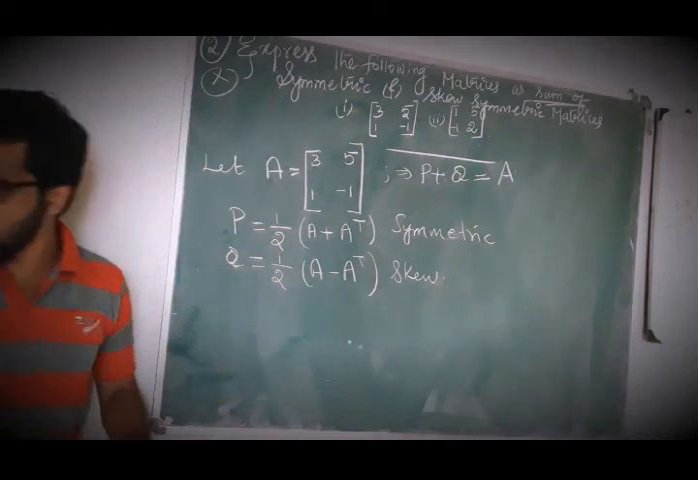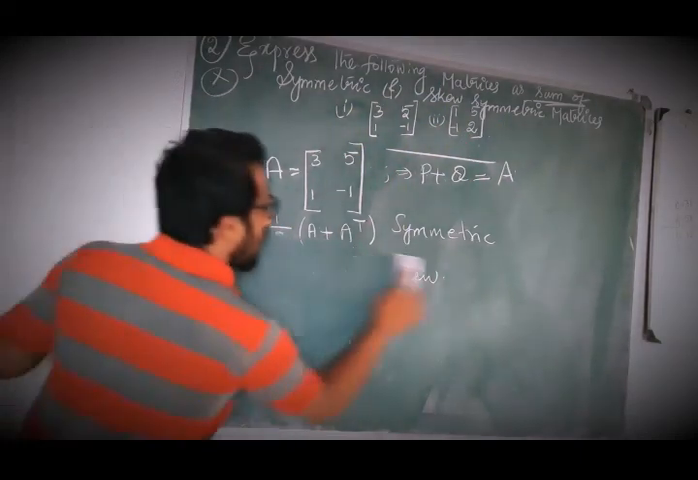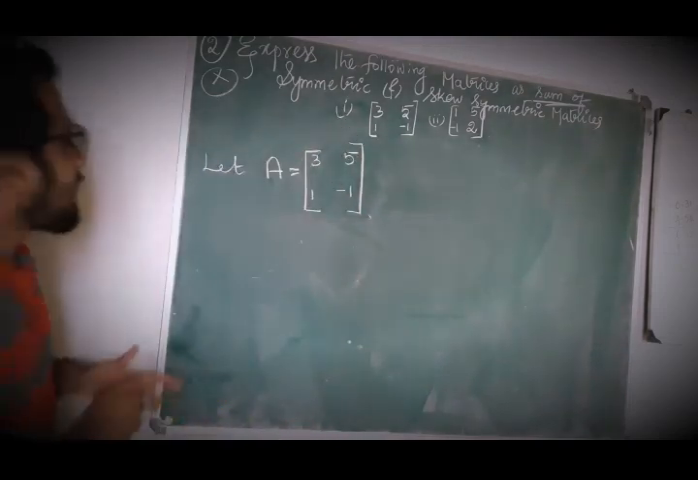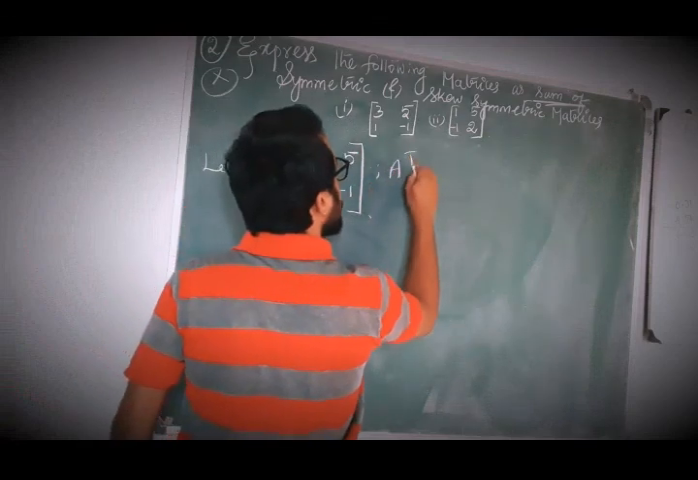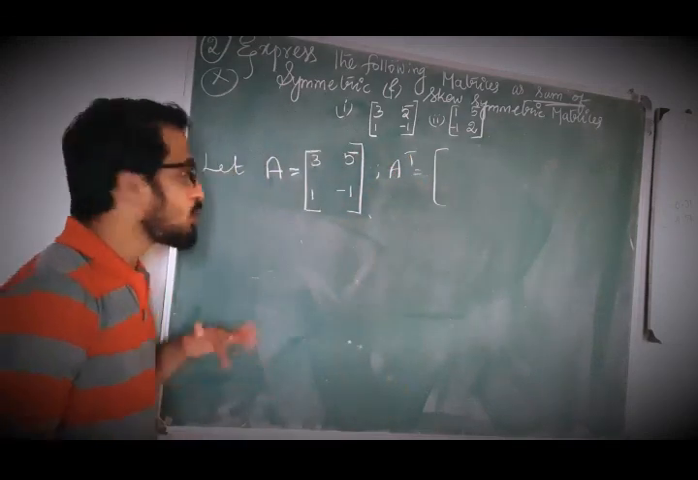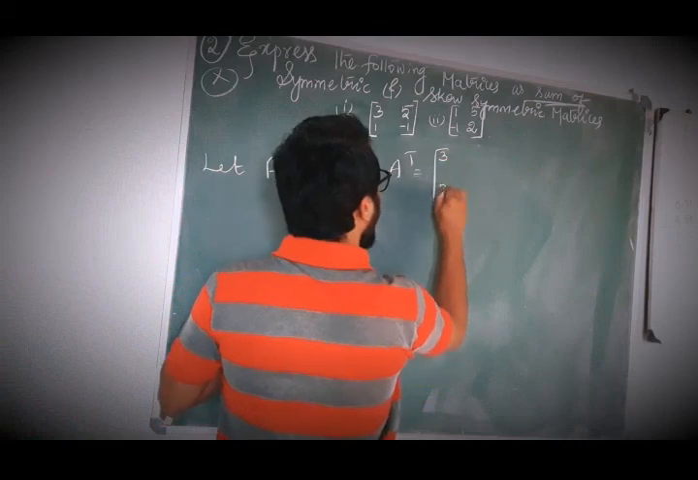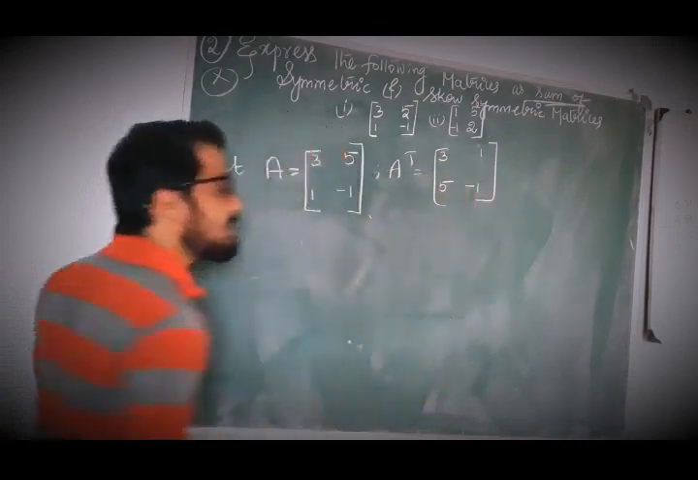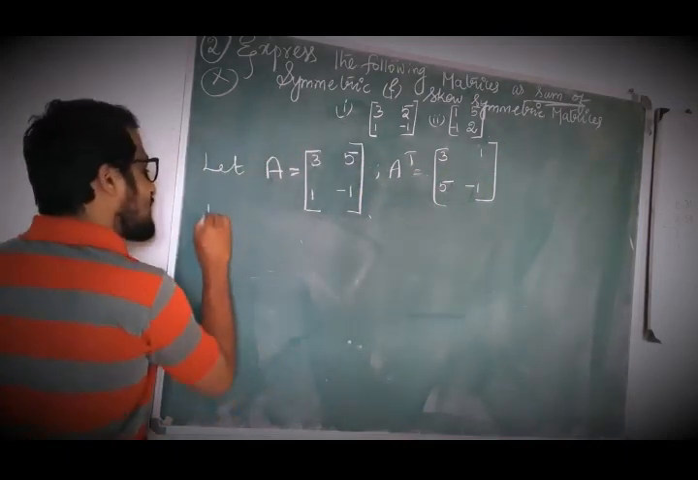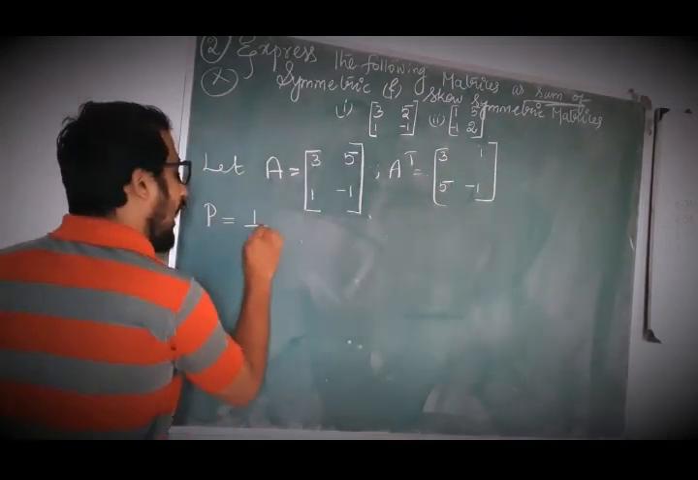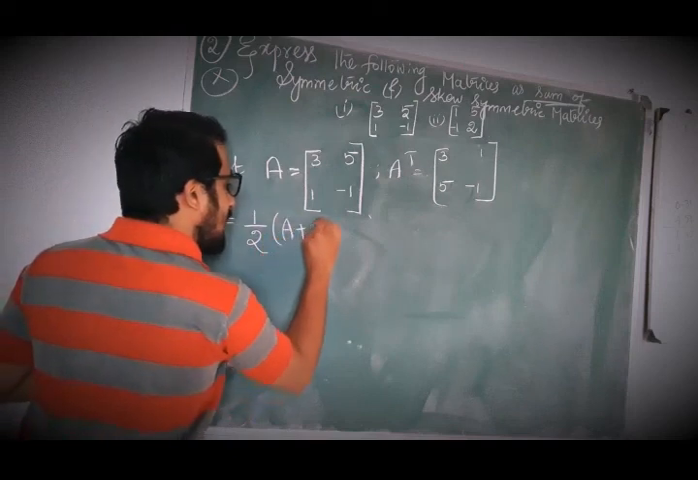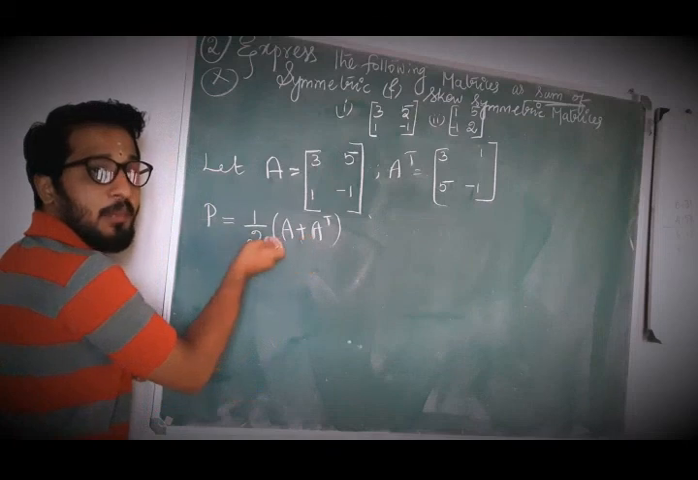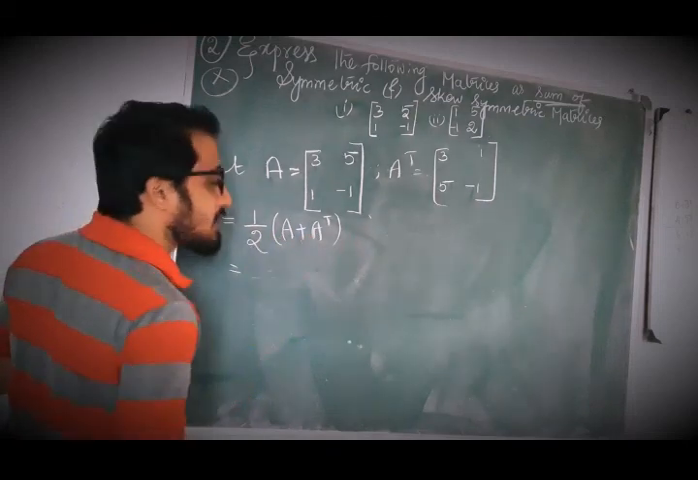Now we move on to the symmetric matrix. Listen. For that, first you should find A transpose. Transpose means interchanging rows and columns. That is 3, 5, 1, minus 1, this is A transpose. For symmetric, P is equal to half into A plus A transpose. That means addition of two matrices and scalar multiplication with 1 by 2.